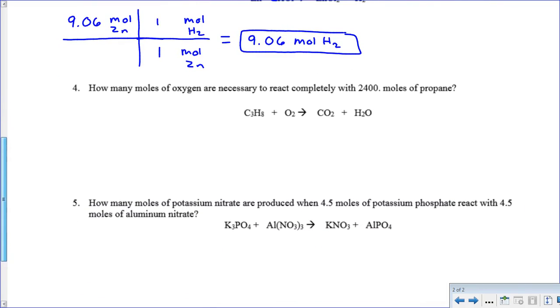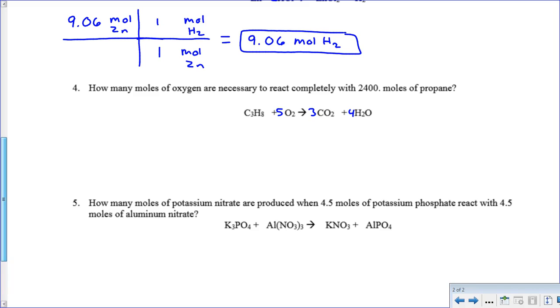For problem number 4, balancing it, usually this is a combustion reaction. Usually with combustion reactions, what I do is I balance the carbons first. So I put a 3 here. Then I balance the hydrogens. There's 8 hydrogens on the reactant side, so I put a 4 here to get 8 hydrogens on the product side. And then I count oxygens on the product side. We have a total of 10. That's 6 from the carbon dioxide and 4 from the water. And so then I put a 5 here in front of the O2, and we've got 10 oxygens on each side, and that is balanced.